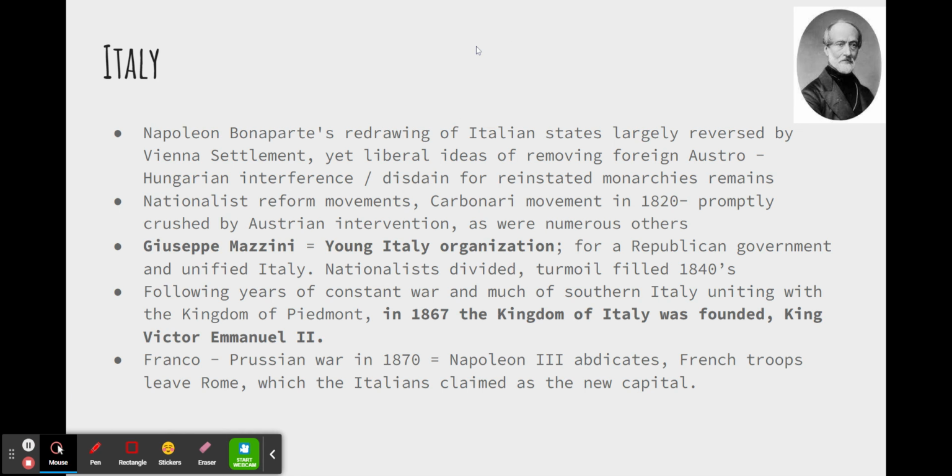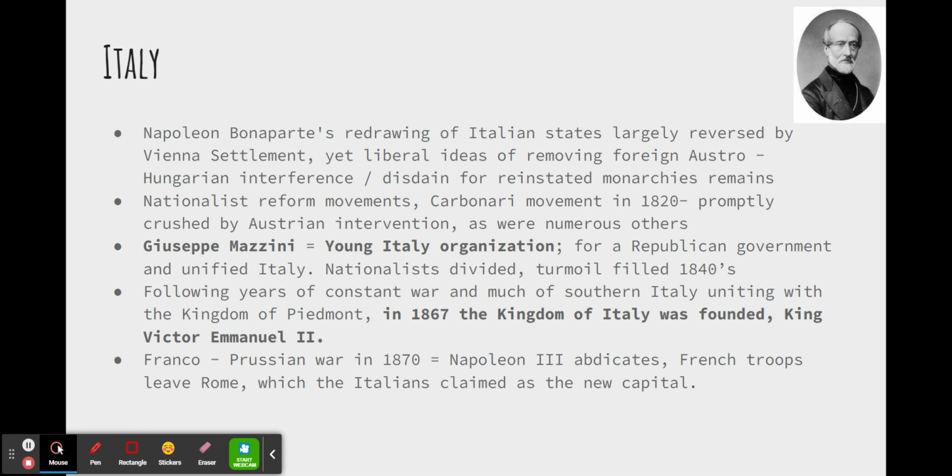Various Italian nationalist reform movements broke out, such as the Carbonari movement in 1820, which, of course, like many other sequential reform movements, was promptly crushed by Austrian troops. There were numerous other movements that went on for about 3 decades, and most of them failed. However, one revolutionary really galvanized what would become the Italian unification movement, and that man was Giuseppe Mazzini.